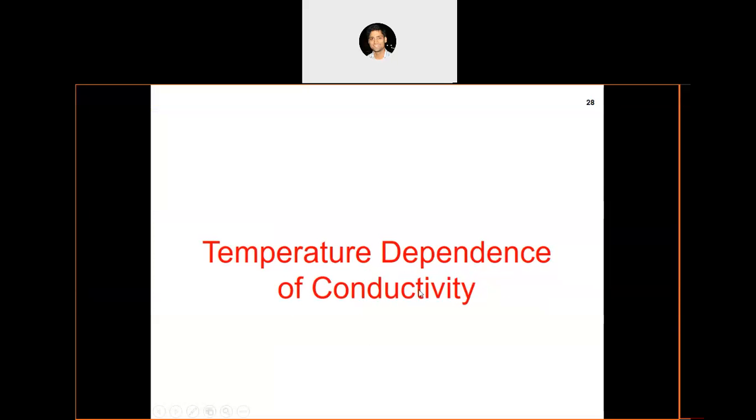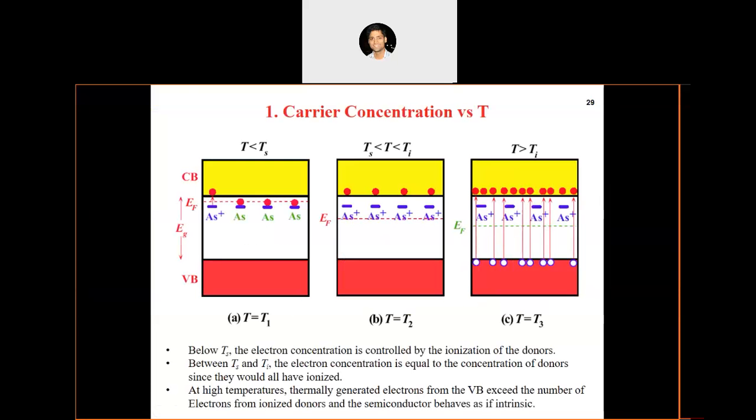So then, in the previous class, we started the discussion on temperature dependence of conductivity. And as we know, conductivity depends upon two things majorly, which are carrier concentration as well as drift mobility of the carriers. So in the previous class, we started with the dependence of carrier concentration on temperature, right?